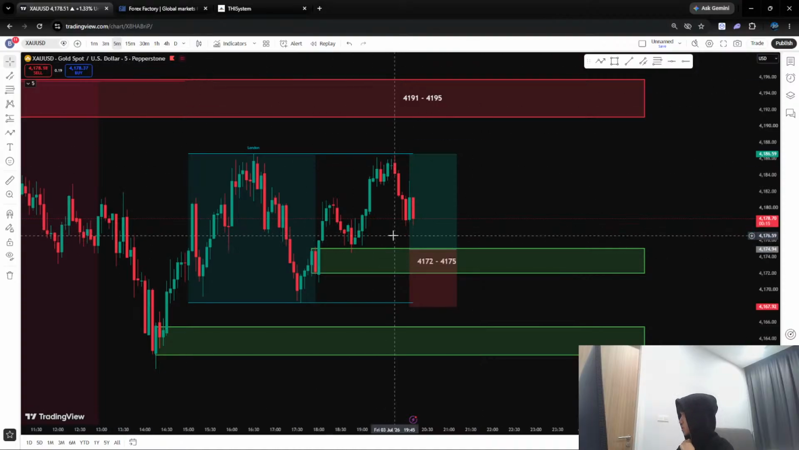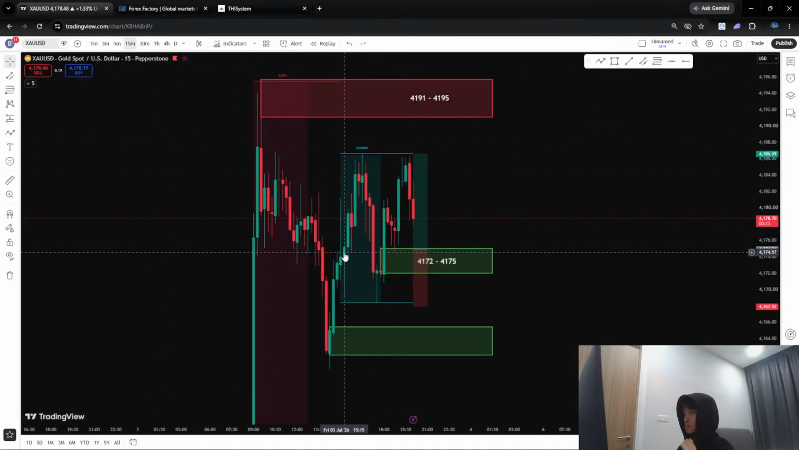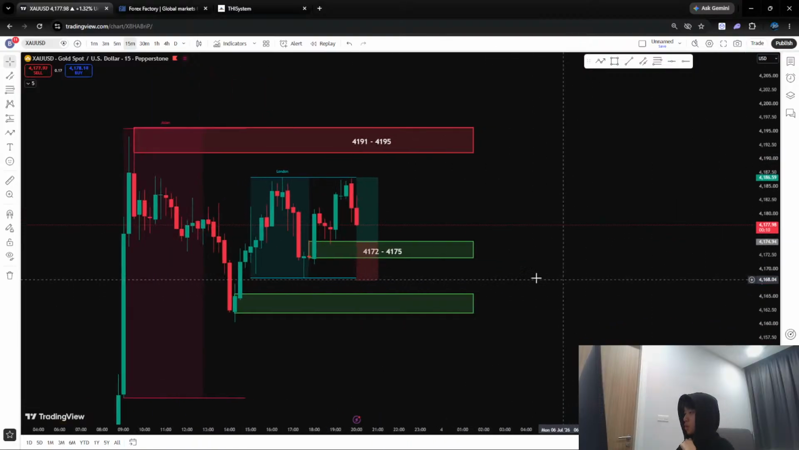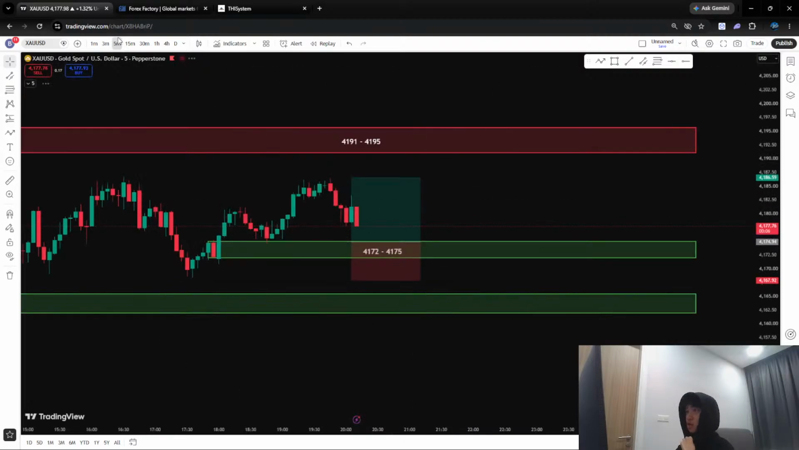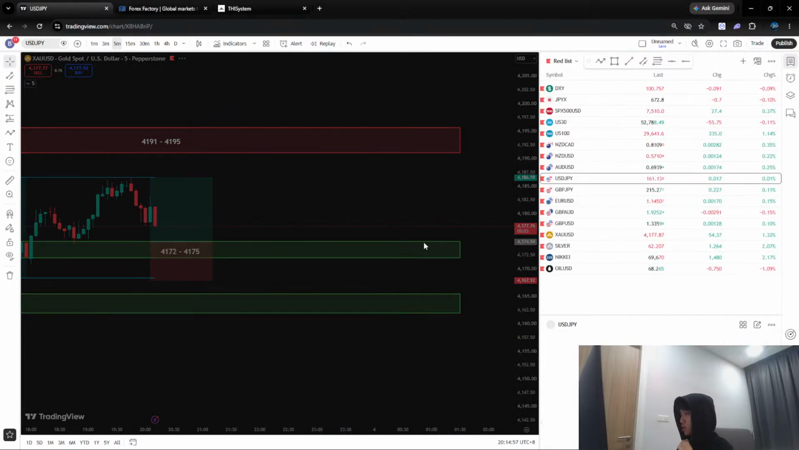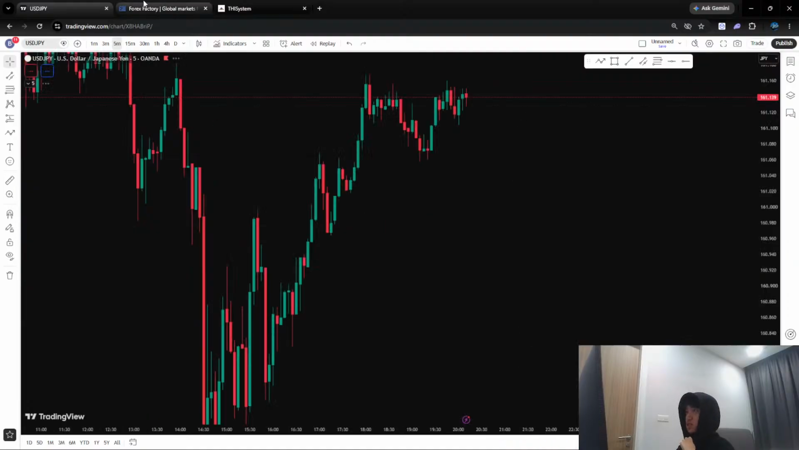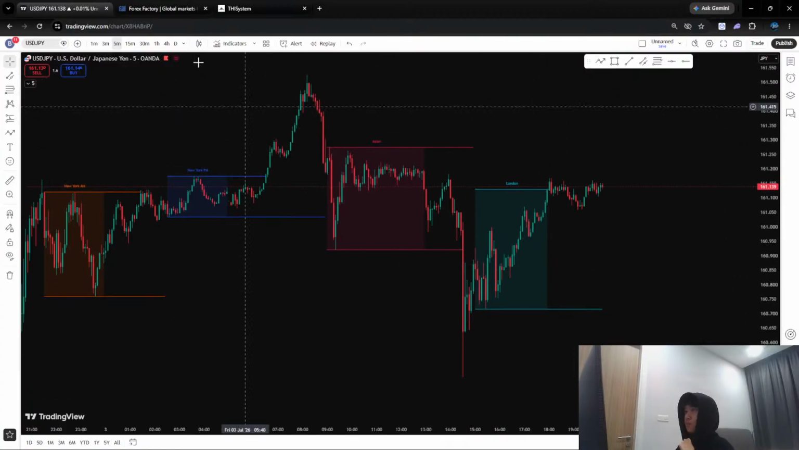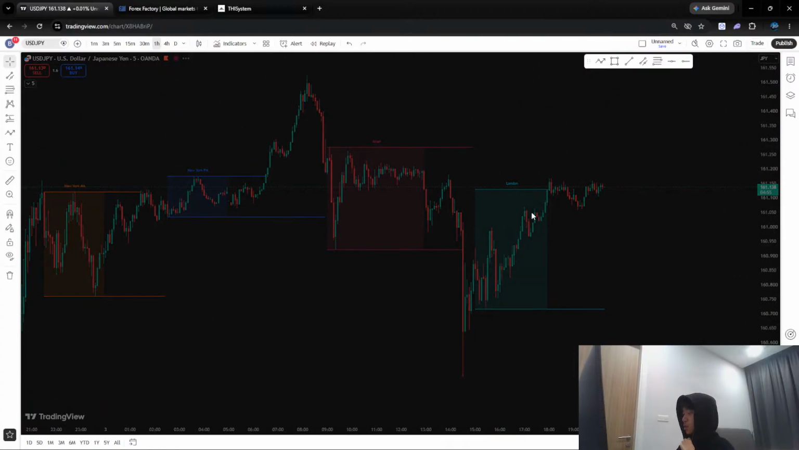Let's see. Not really much movement on gold today or even right now. Let's see if we can go for any long-term currency pairings, okay? Example USD JPY. Let's see. Okay, it's a bit loading.